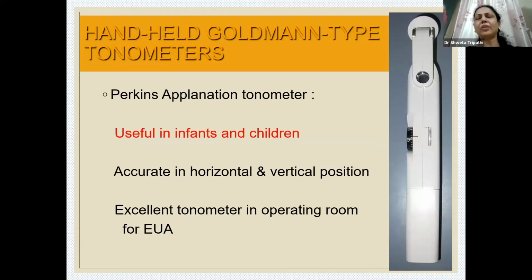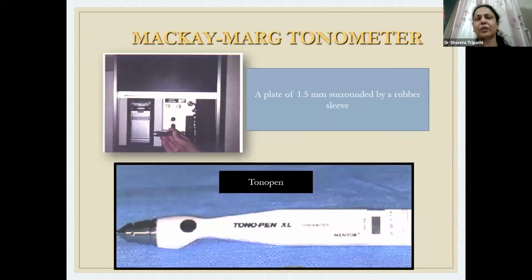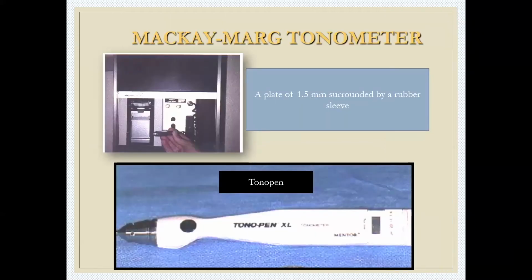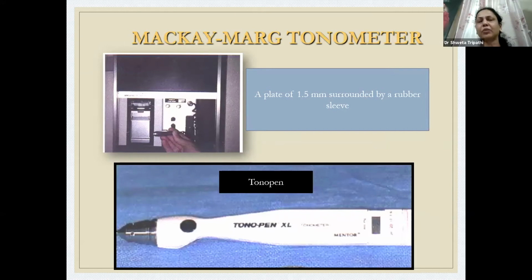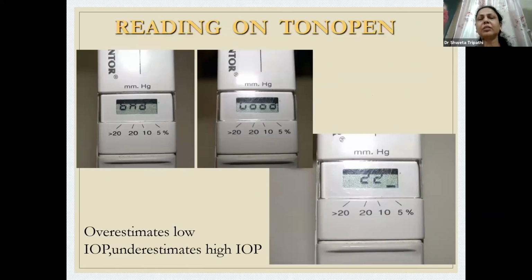This is the handheld Goldmann. Moving to the most important part of a glaucoma clinic, that is the Mackay-Marg tonometer, of which the Tono-Pen is the modified Mackay-Marg tonometer, where a sensor is covered by a sleeve, and this records and electrically transduces the pressures, which are then processed by the microprocessor inside, and it gives this kind of reading.